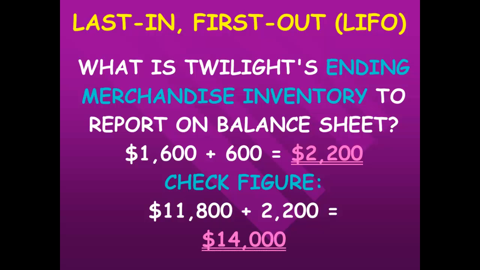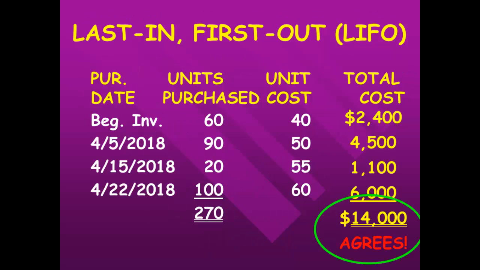Have we seen the number 14,000 before? We sure have. That is the LIFO. Do you see where the mechanics of the process really are unchanged from FIFO? The only thing that changed is what we assume we sold. Under FIFO, we assume we sold the old items. Under LIFO, we assume we sold the new items.